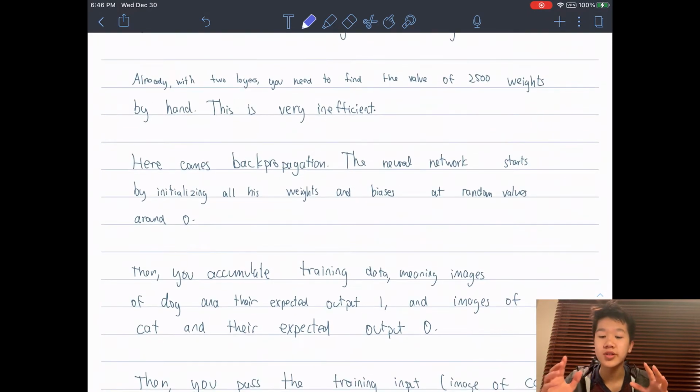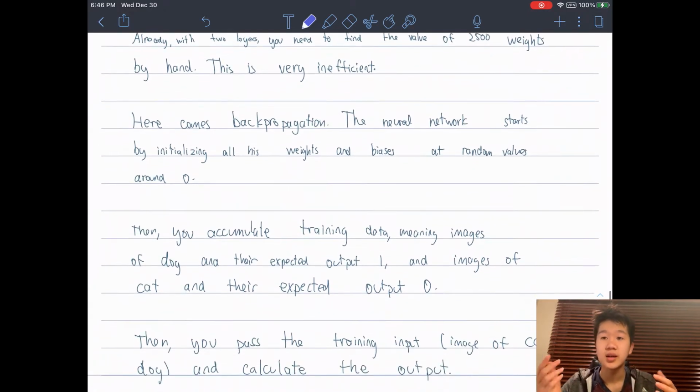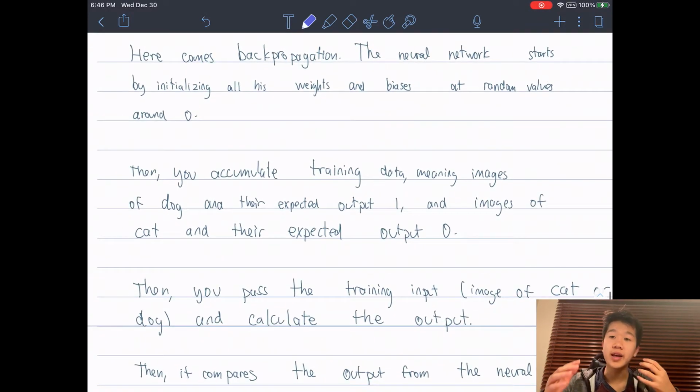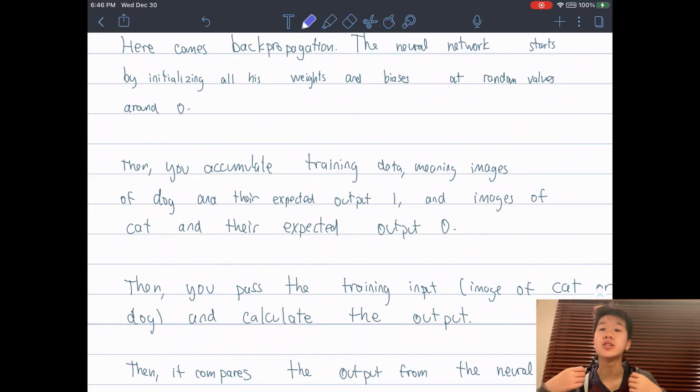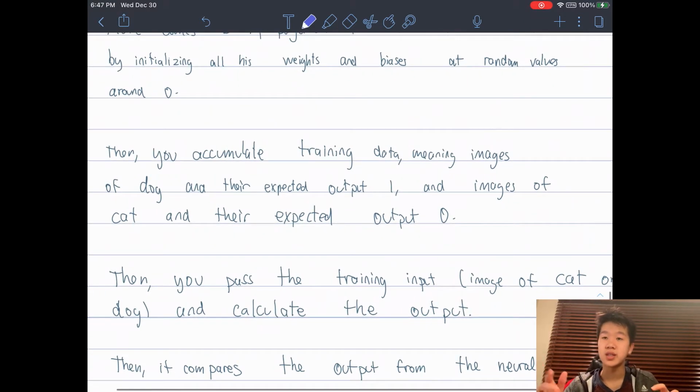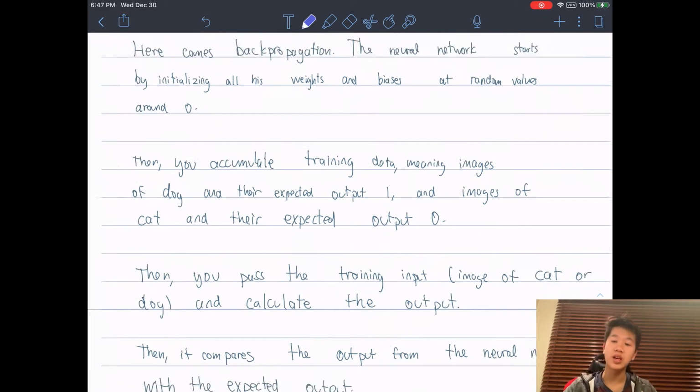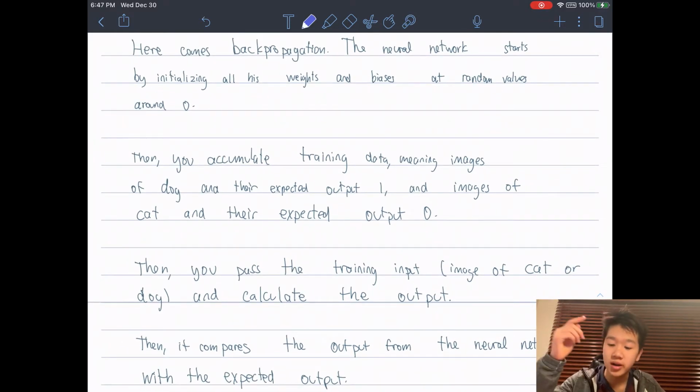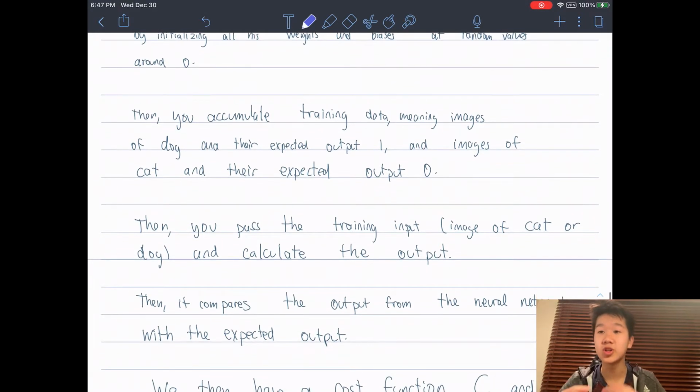So the neural network starts by initializing all its weights and biases at random values around 0, and then you start accumulating training data, so lots of images of dogs and lots of images of cats. And what you do is feed this cat image to the neural network and say, hey, I want you to give me a 0. And then you feed a dog image and say, hey, I want you to give me a 1. And you do that over and over until the neural network finally learns and says, yeah, now I know how to detect a dog or a cat. But how do they actually do that?